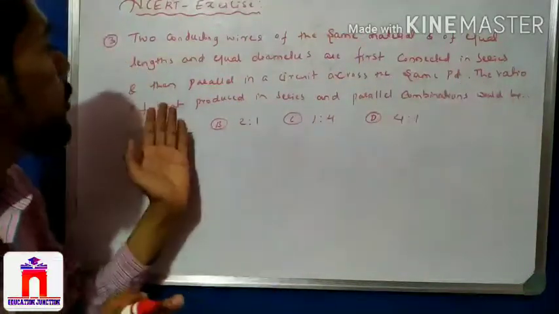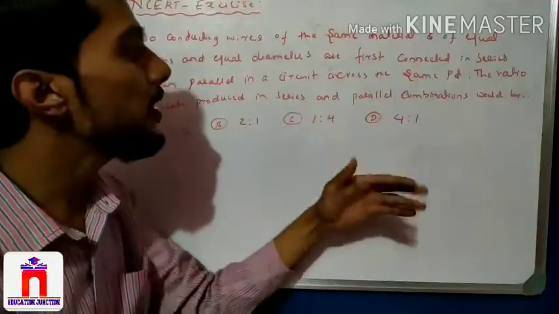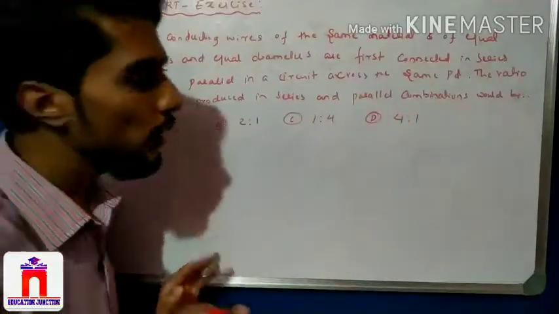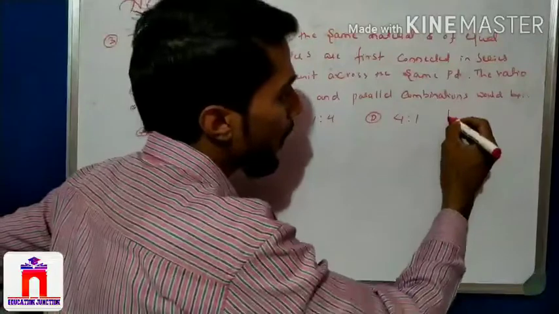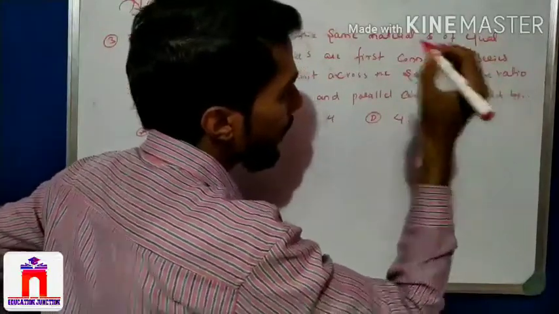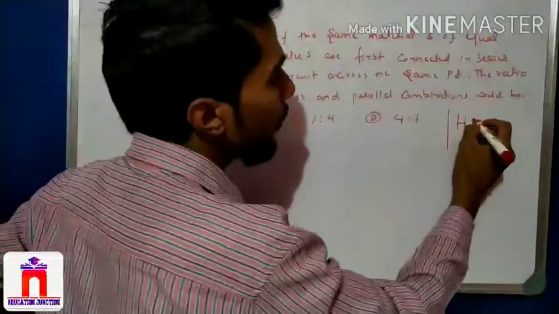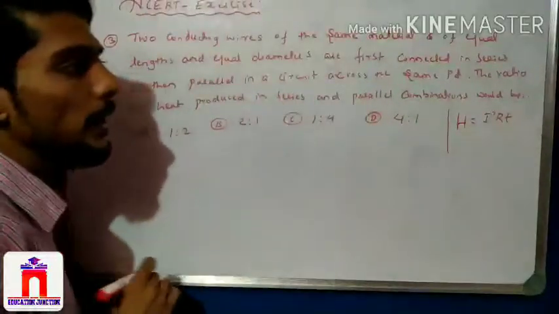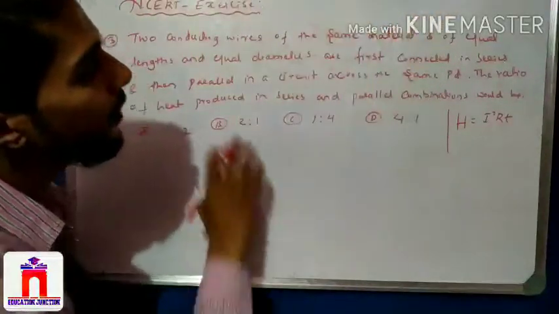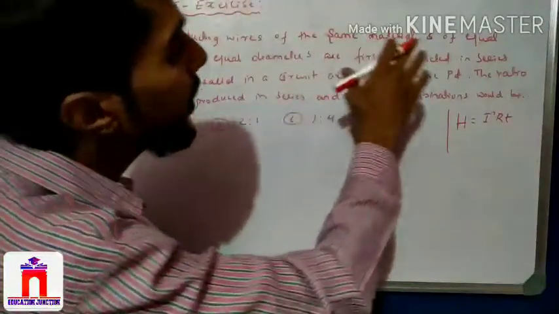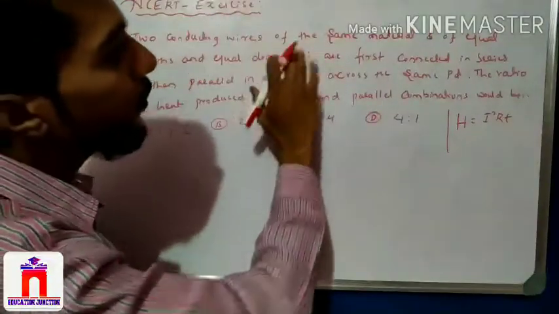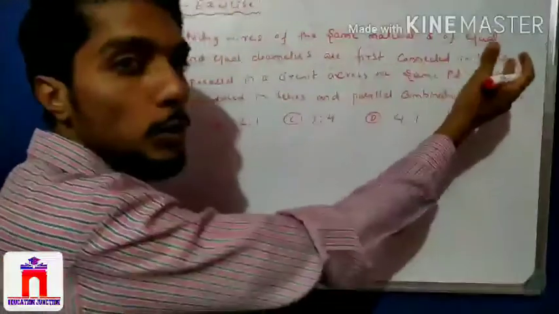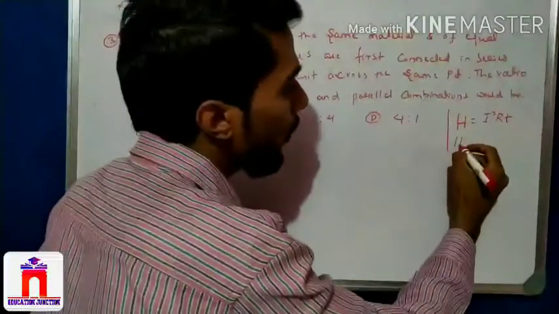Then we find the ratio of heat produced in series and in parallel combination. So here we know about the heat produced. The formula is H is equal to I square RT. But there is no discussion of current here, and it is not given that the current is the same. So since there is no discussion of current, we have to remove the current from here. So what do we do? We do it here.